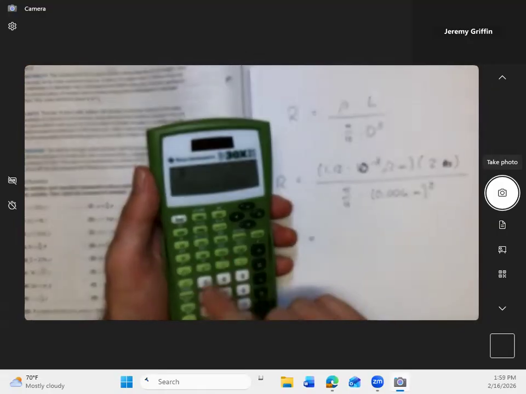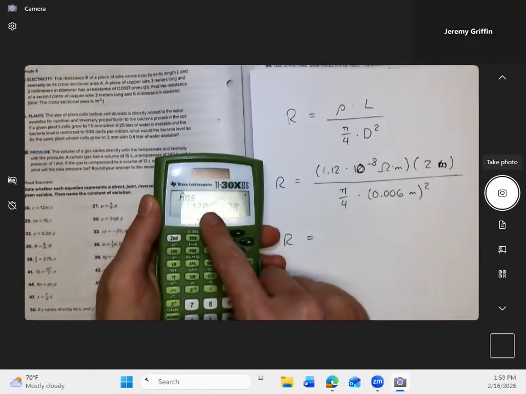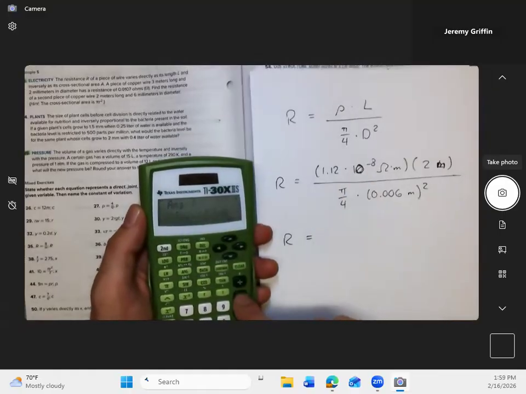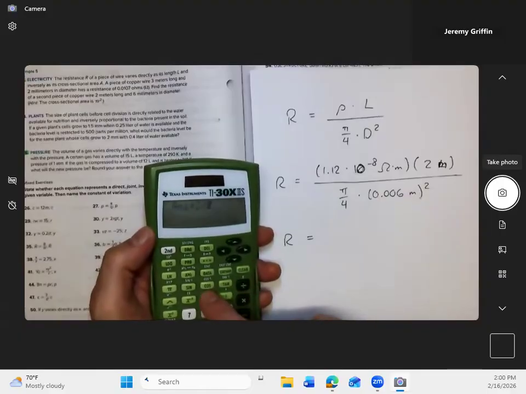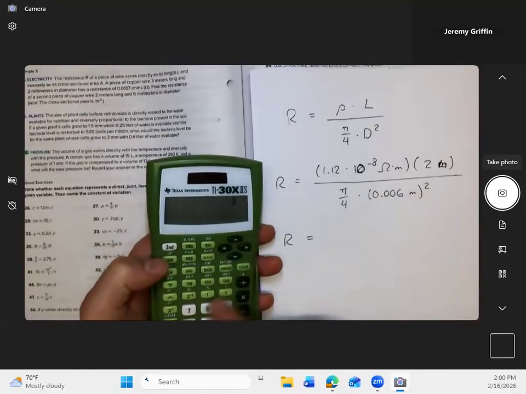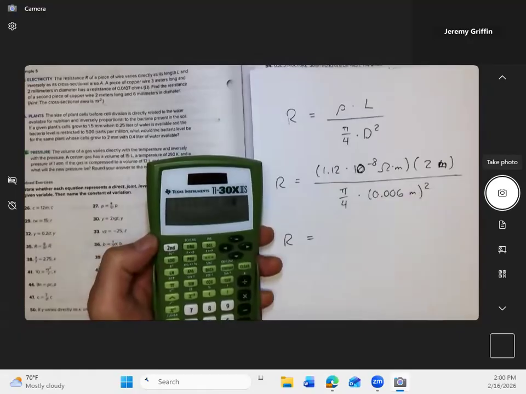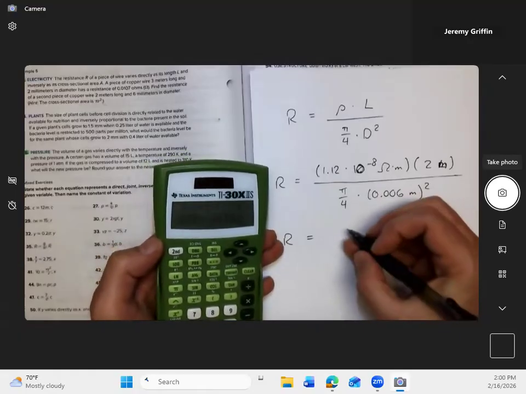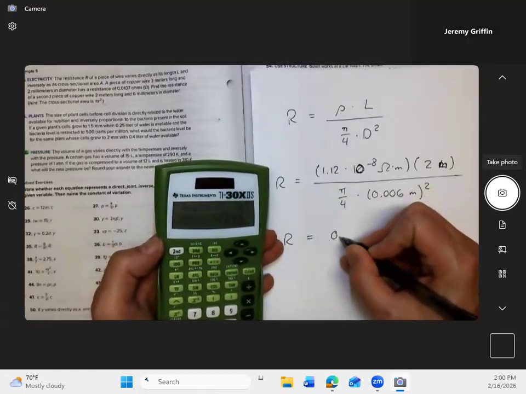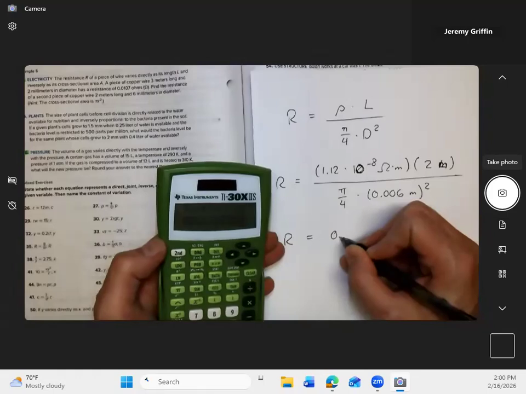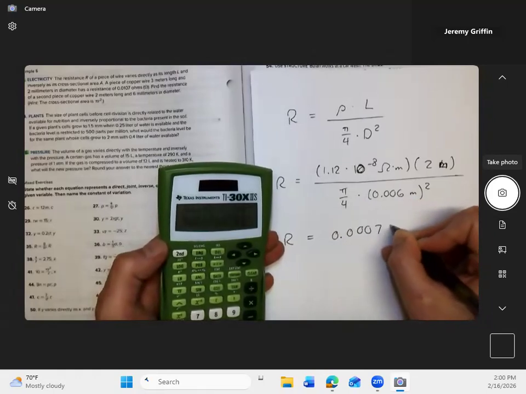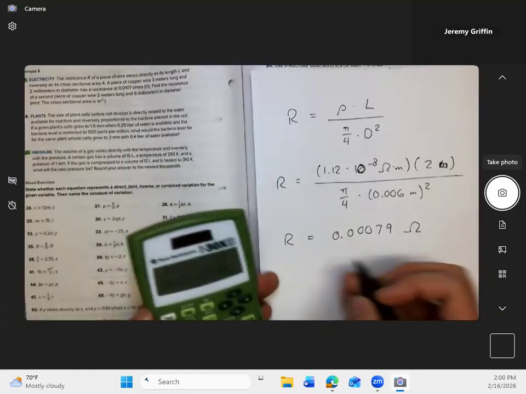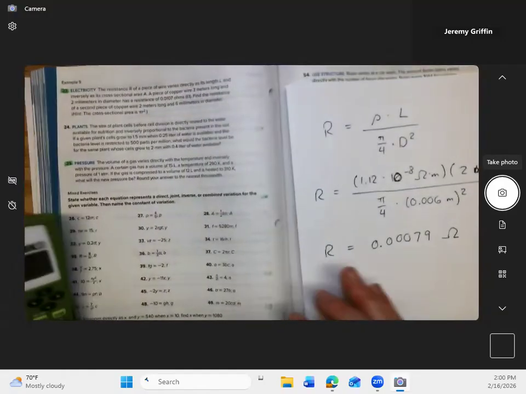So I got this answer from before, times 10 to the negative 8. So now we're back to that. Times 2 over, and then I got a pi over 4 and a 0.006 squared. I'm looking at 0.00079. That would be ohms. Let's see, would that be about right?